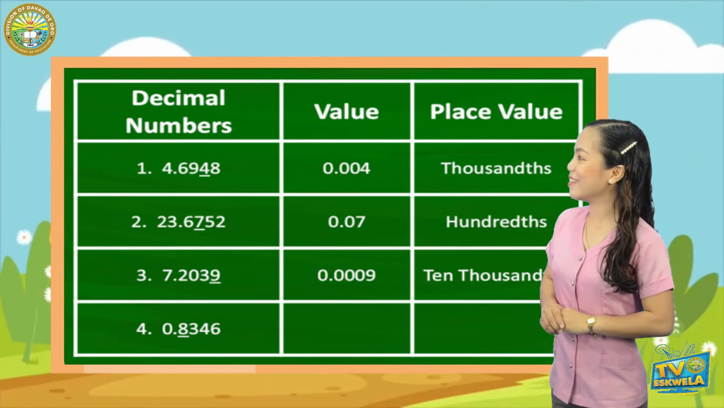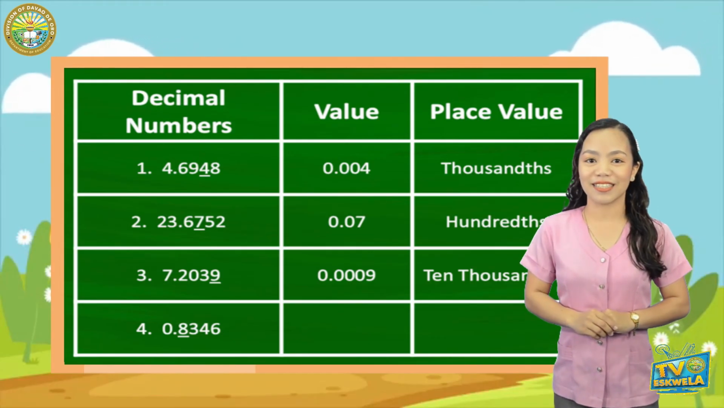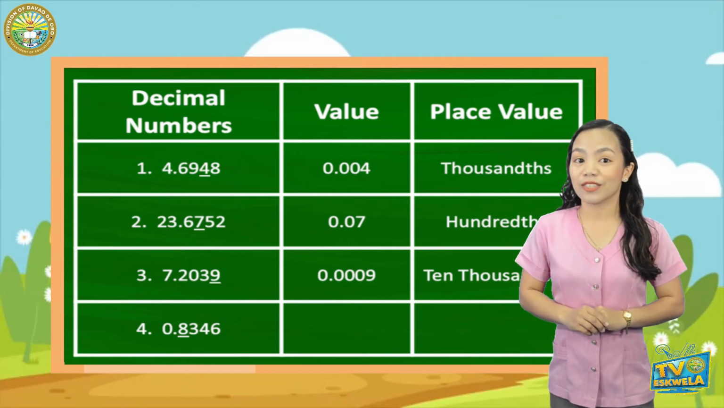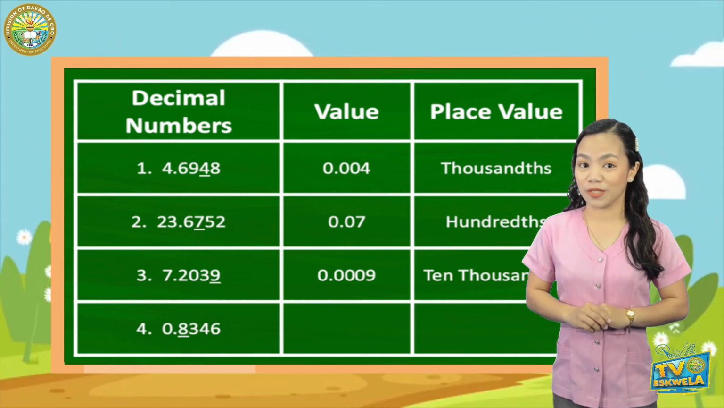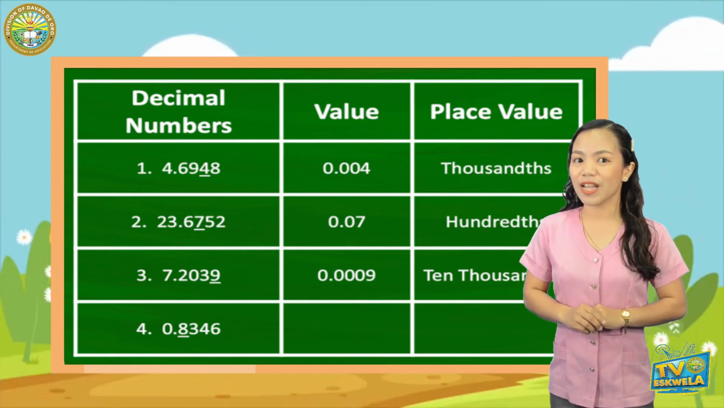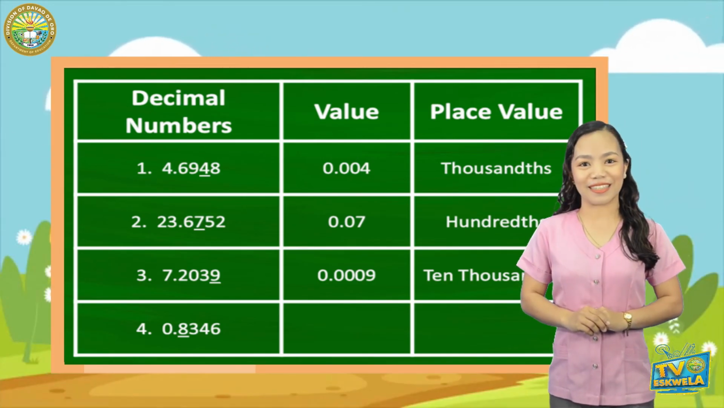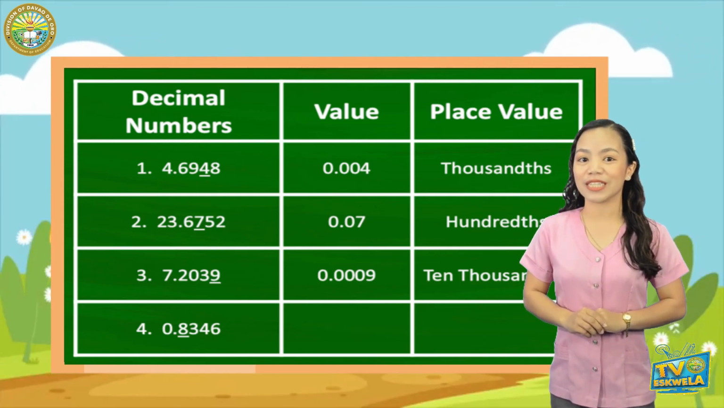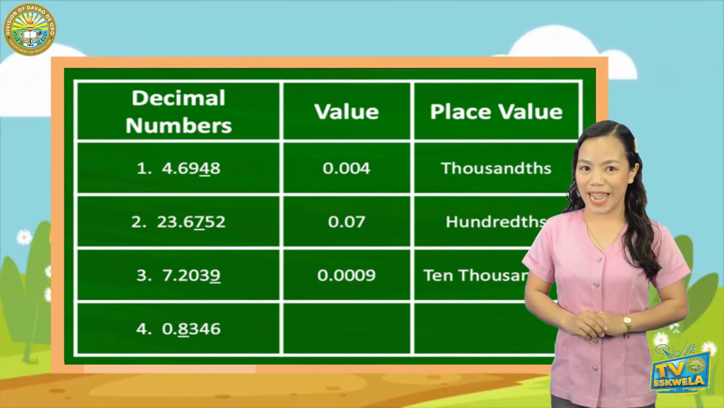Number 3. The underlined digit is 9. Did you write 0.0009 as its value? Then you are correct. That is because its place value is in the 10,000ths place.